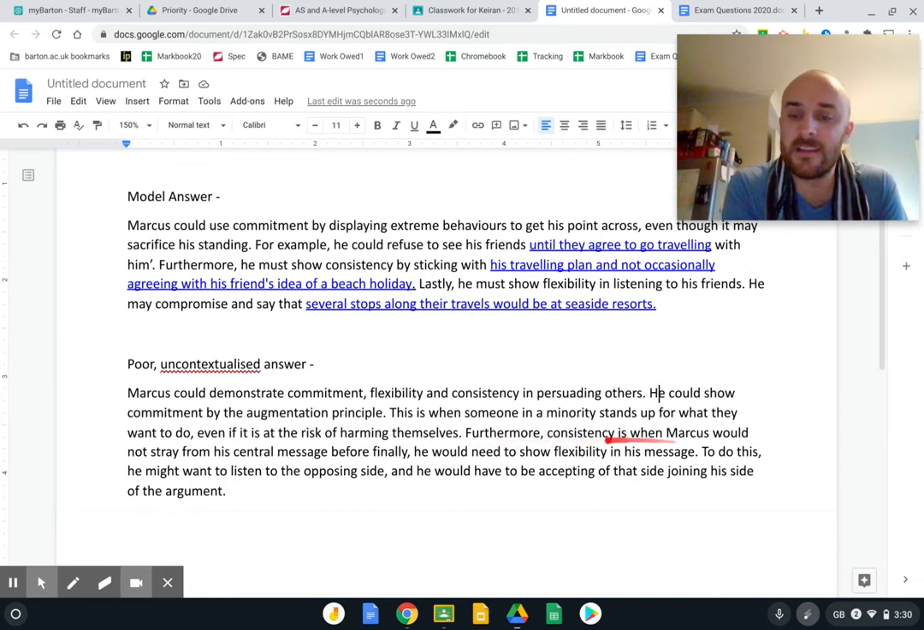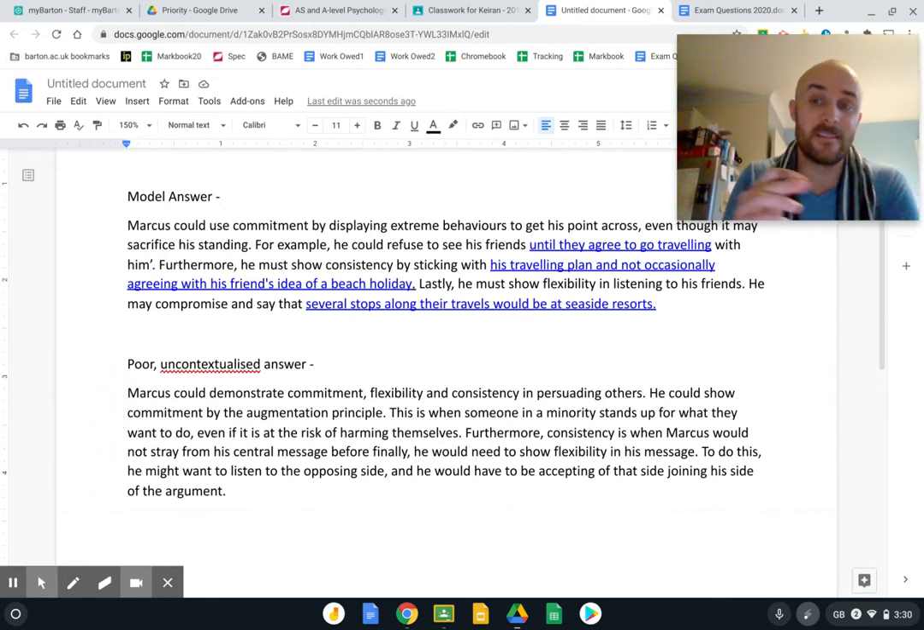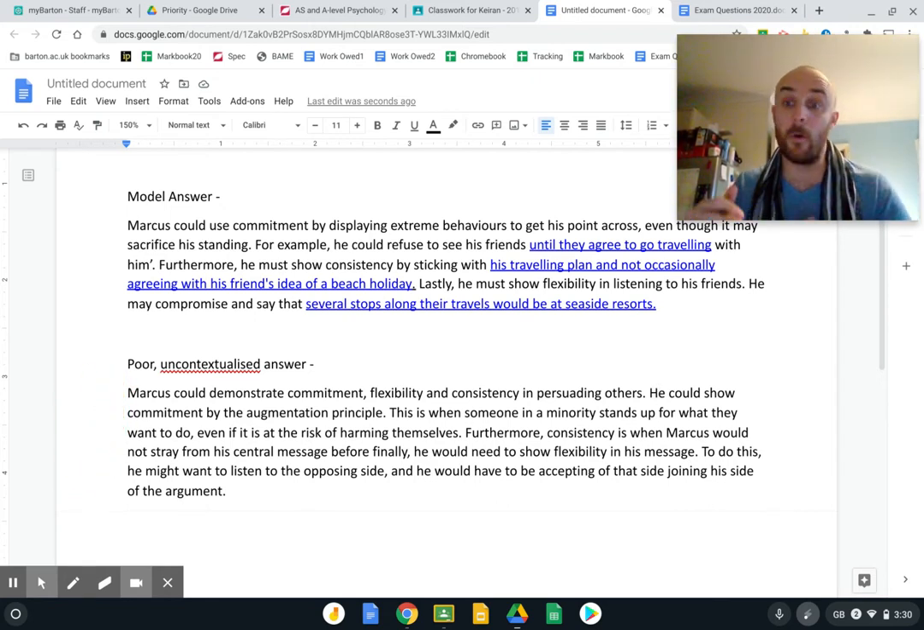There's nothing wrong with that, but it doesn't answer the question about Marcus. Furthermore, consistency is when Marcus, again, mention his name, but not applying here, Marcus would not stray from his central message before finally he would need to show flexibility in his message. To do this, he might want to listen to the opposing side, and therefore he would be accepting of that side, joining his side of the argument. So nothing in this second point is contextualized at all. It all looks really good. It's all really correct, but it's not applied to the question.